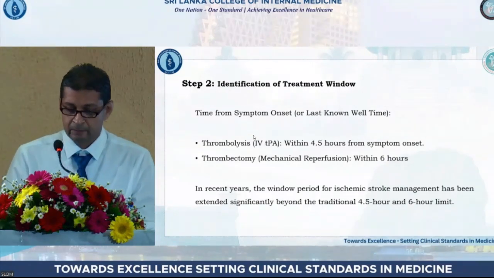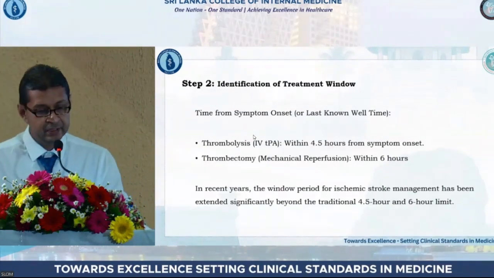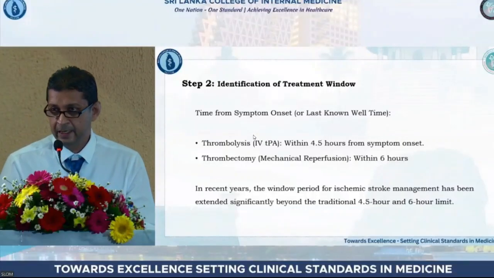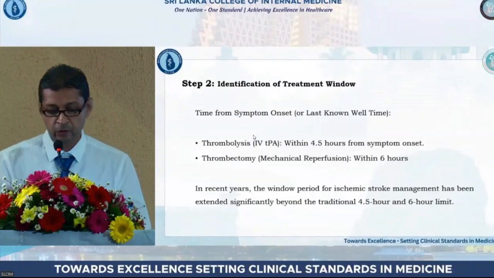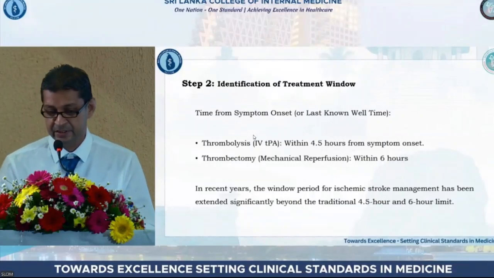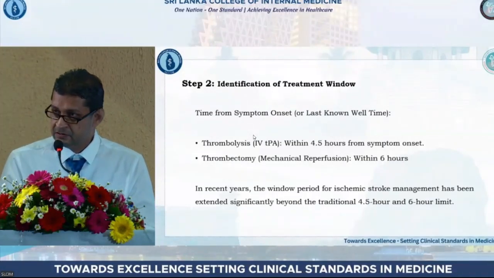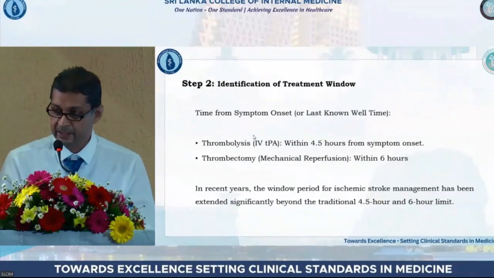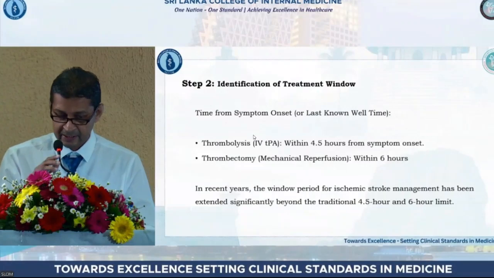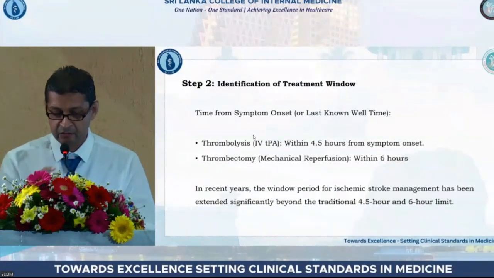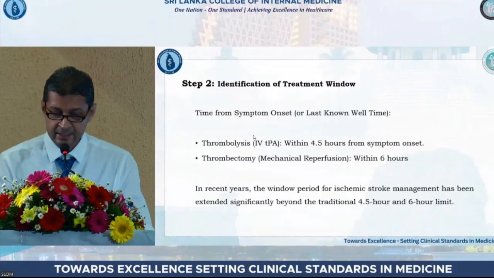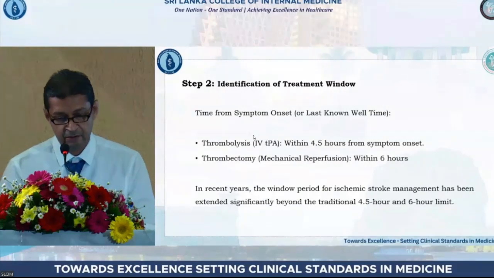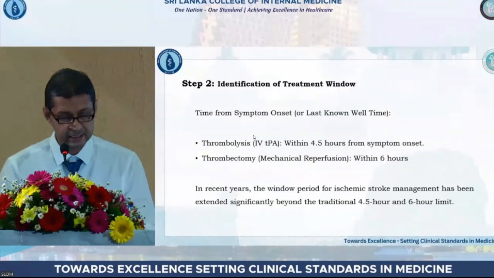As I mentioned earlier, last known well time is very important. The window period for thrombolysis traditionally is 4.5 hours from the onset of symptoms, and for thrombectomy it is 6 hours. But in recent years, the window period for acute ischemic stroke management has been extended significantly beyond the traditional 4.5 hour and 6 hour limit.